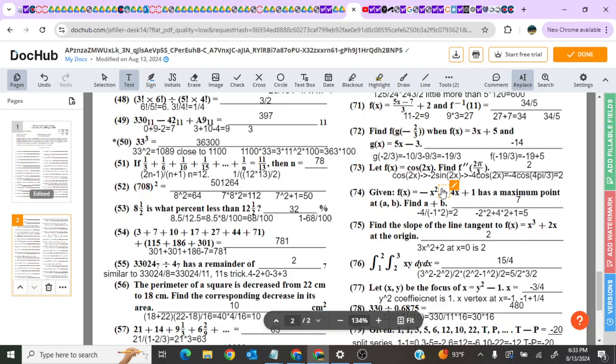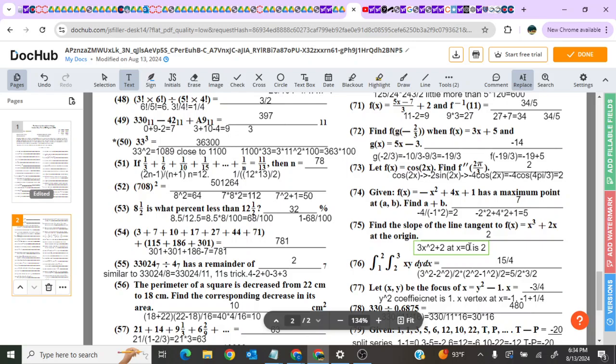75, find the slope of the line tangent to f of x at the origin. Well, okay. The tangent line is based on the derivative, so take the derivative of that and you get 3x squared plus 2. That's power rule and all that. And then you plug in x equals 0 and you get a value of 2.